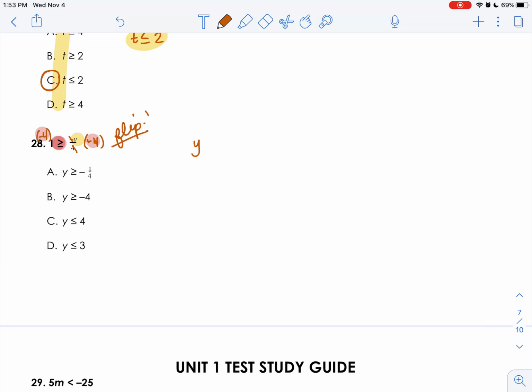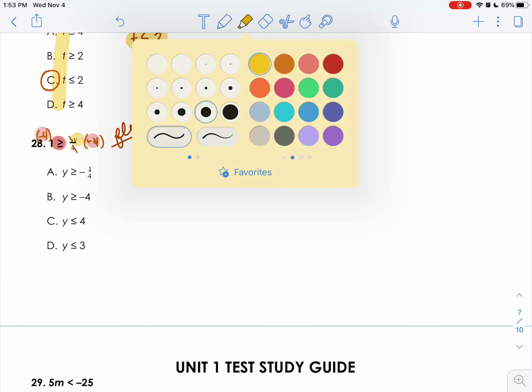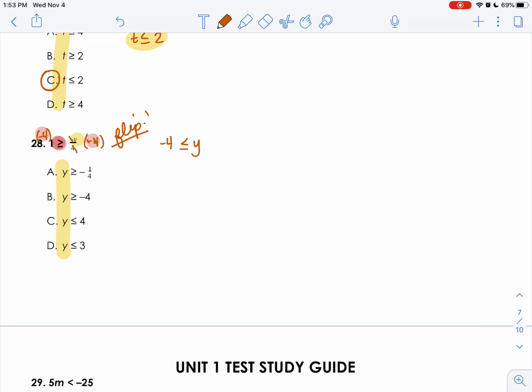So my y is on this side, so instead of being y is less than, this is going to flip this way. And then negative 4 times 1 is negative 4. It's just itself. But all of our answer choices have y first, so I want to flip this around. So y is greater than or equal to negative 4 would be my solution here. And that is B.